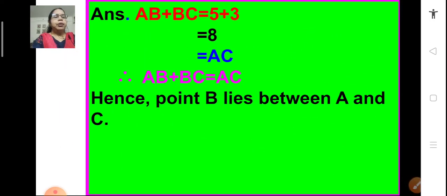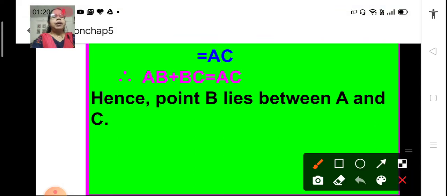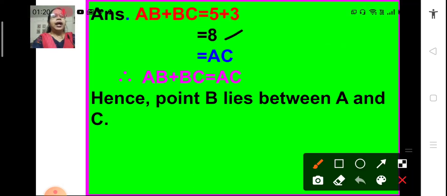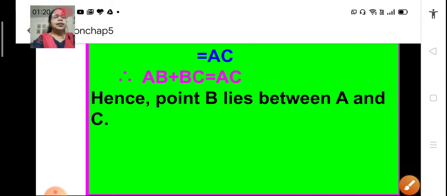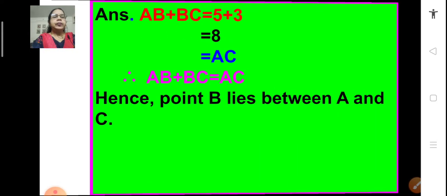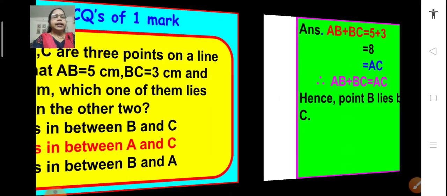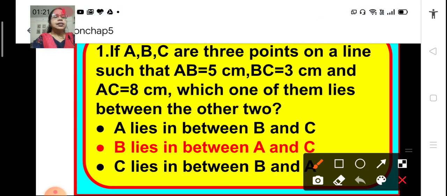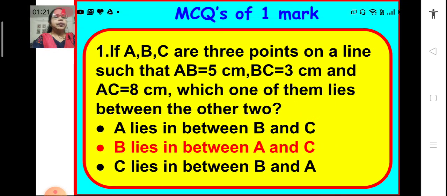We know that AB plus BC will become 5 plus 3, that means 8, and 8 is the length of AC, which proves that AB plus BC is equal to AC. That means point B lies in between A and C. So what is the answer? The answer is the second option. B lies between A and C.